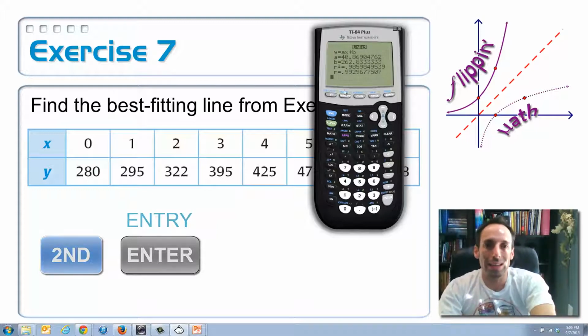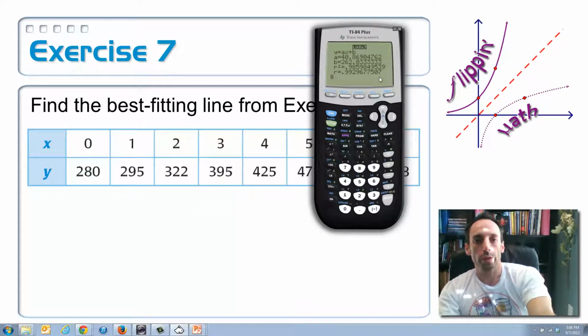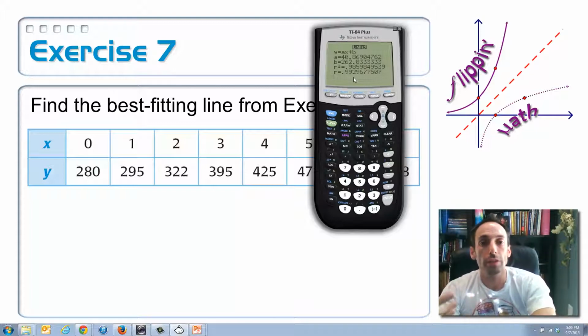Now if I hit enter, it gives me down at the very bottom the correlation coefficient, and look how close to 1 it is. It's 0.9929 and so on. It's very, very close to the number 1, indicating that it's a very strong positive correlation.